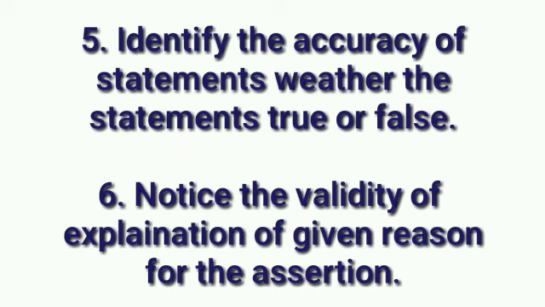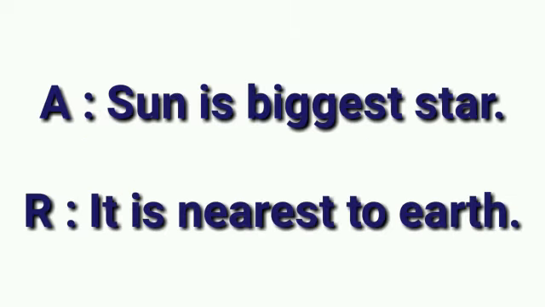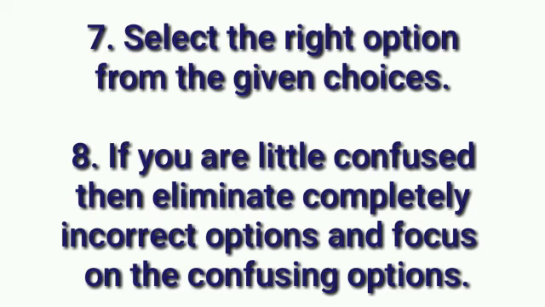Next is to notice the validity of the explanation of the given reason for the assertion. Here the reason was it is nearest to earth. Now what will we do? Sun is the biggest star. It is a star, but whether it is the biggest or not, here is a confusion. And the reason is it is nearest to earth. It is right. It means the reason here is right. It is nearest to earth, that is why it looks big.